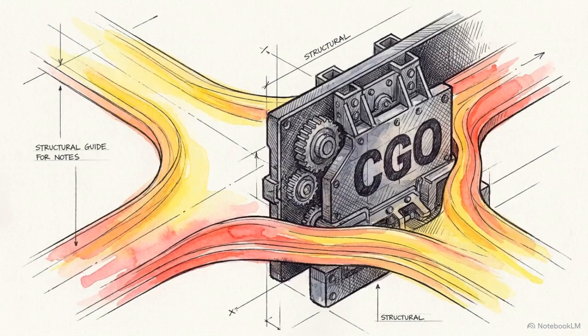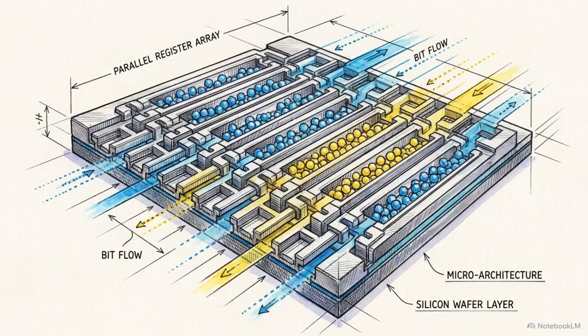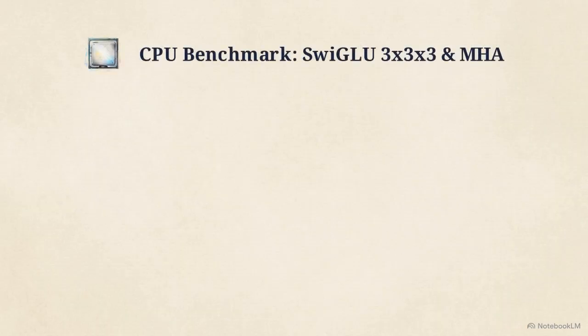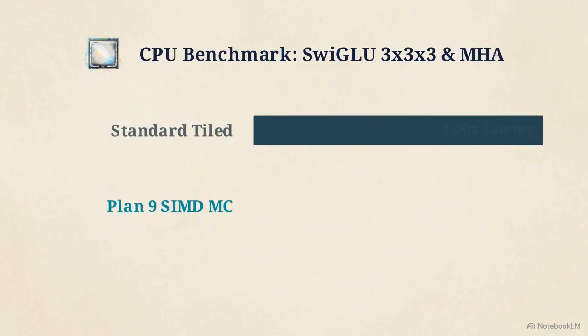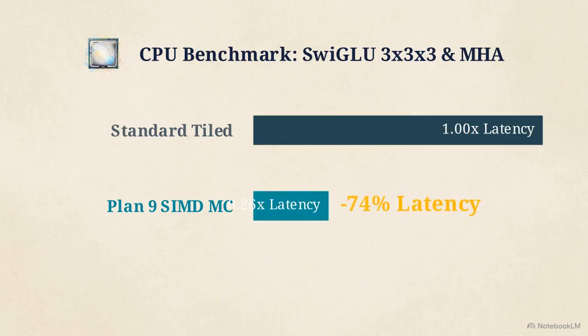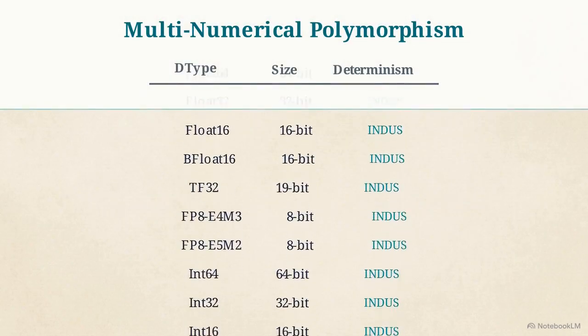The first acceleration vector bypasses the CGO overhead entirely by translating auto-vectorized intrinsic logic directly into native Plan 9 assembly. Loom executes highly parallel mathematics straight on the CPU registers across both ARM and x86 architectures. This dashboard displays the empirical CPU benchmarks for the 0.83 release under intense stress. Looking at the highly complex Swiglu 3x3x3 volumetric grid and multi-head attention blocks, the raw SIMD implementation yields latency reductions of up to 74% compared to standard tiled execution.